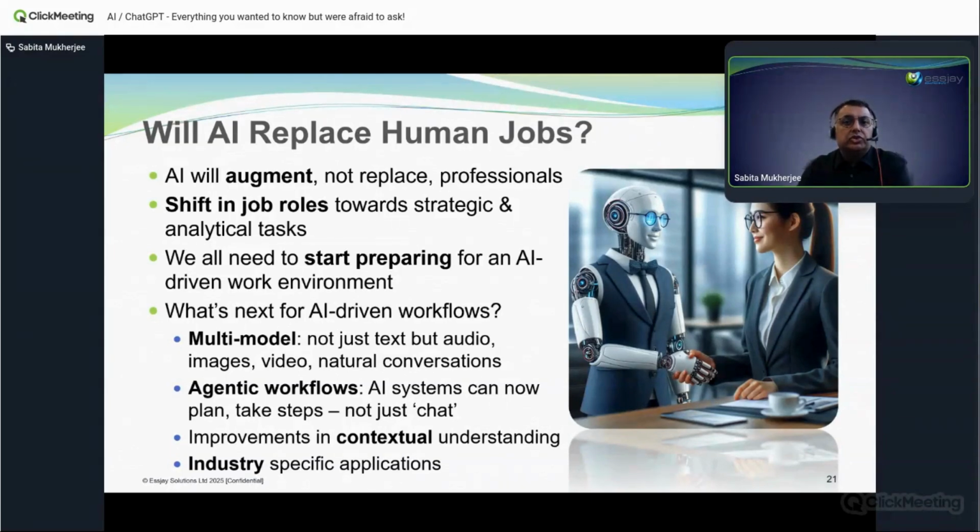Organizations and individuals should prepare to integrate AI responsibly and effectively. So, my call to action to you is to start exploring AI tools now, even in small ways, just to stay ahead.